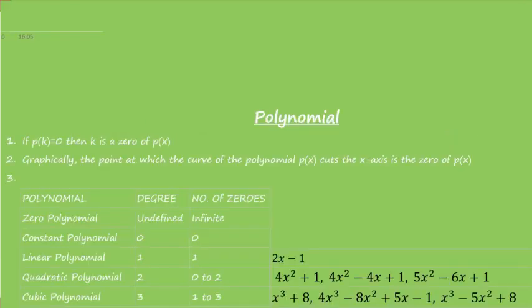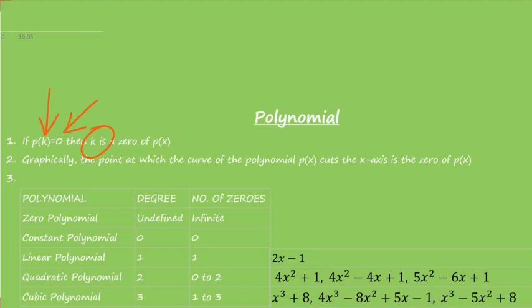So let's begin. So what is the zero of a polynomial? We have discussed while talking about the types of polynomial that there is also a zero polynomial. So don't get confused between the zero polynomial and the zero of a polynomial. The zero of a polynomial means the root of a polynomial, and by definition it means that if p(x) is your polynomial, and instead of x, if you put a real number k and you get the value of p(x) to be 0, then that k is called the zero of the polynomial p(x).